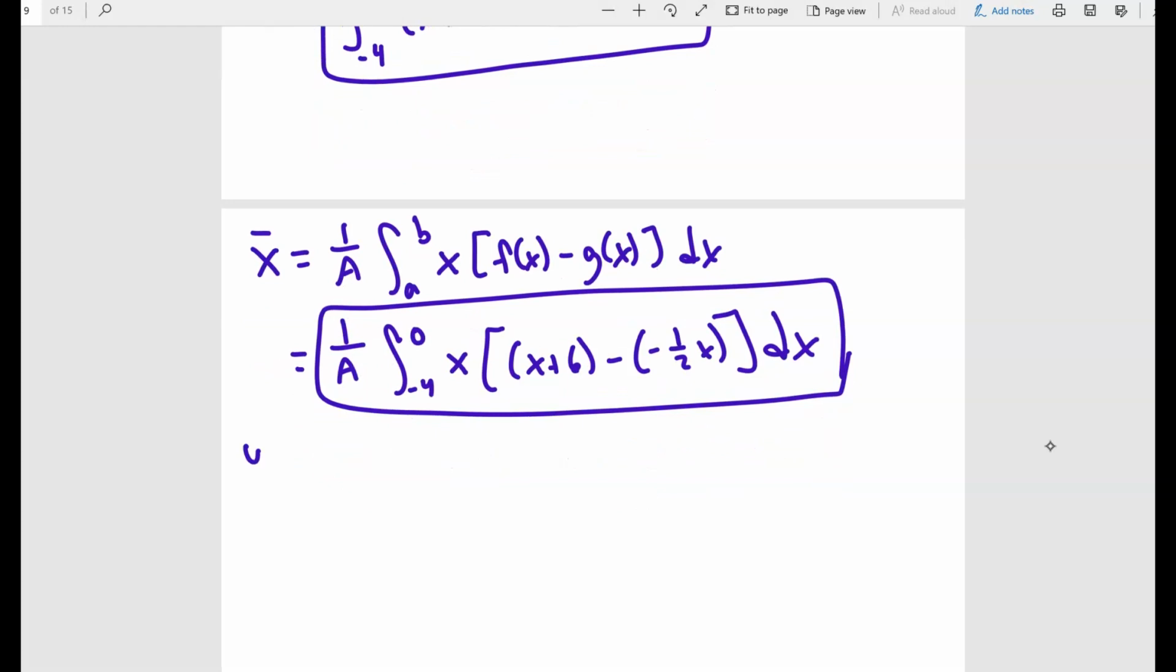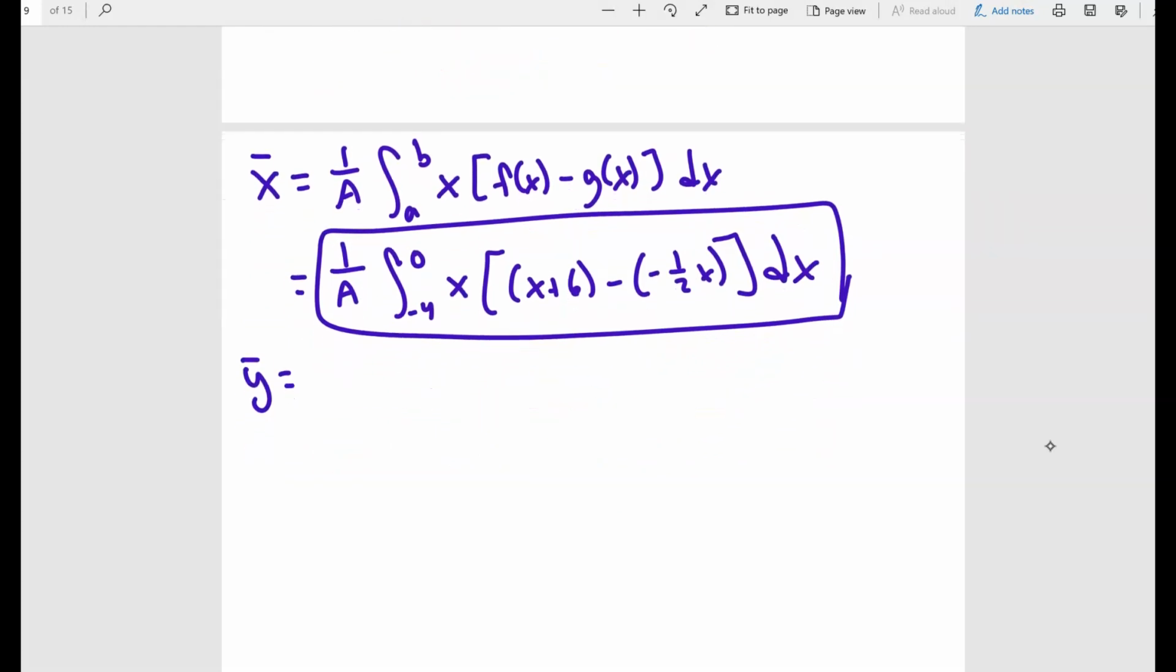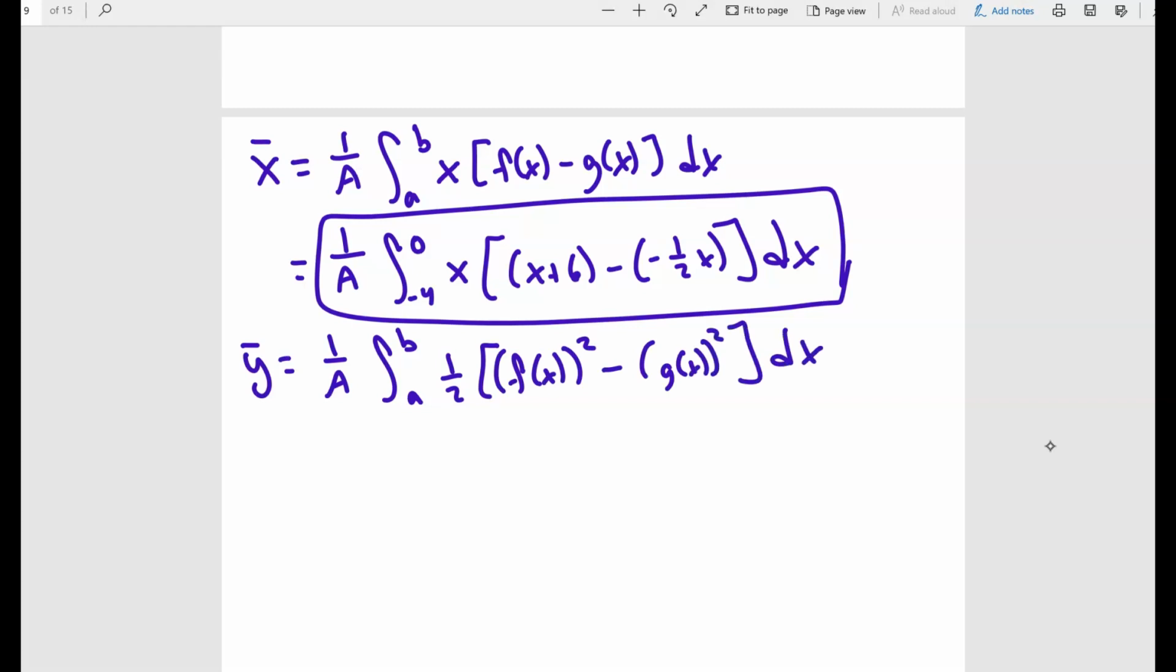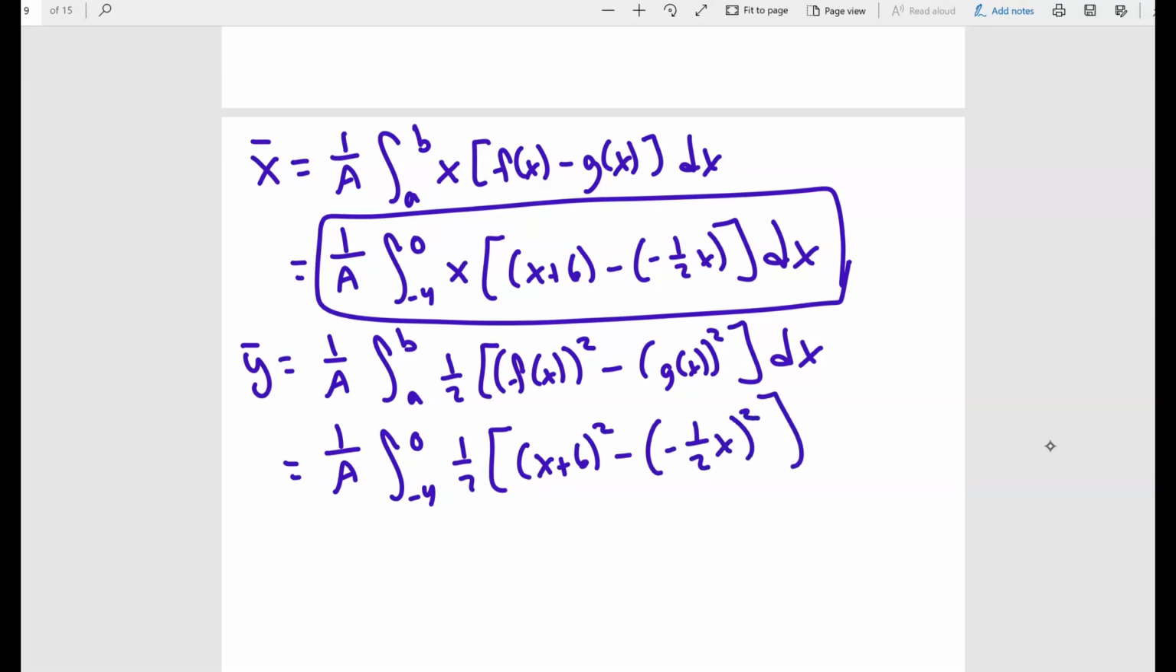Okay, y bar. Y bar in this case is going to be equal to 1 over a integral from a to b of 1/2 f of x whole thing squared minus g of x whole thing squared dx. So it's going to be 1 over a integral from negative 4 to 0, 1/2. F of x in this case was x plus 6. I'm going to square that. G of x was negative 1/2 x. I'm going to square that too, dx. That's going to be my y bar.